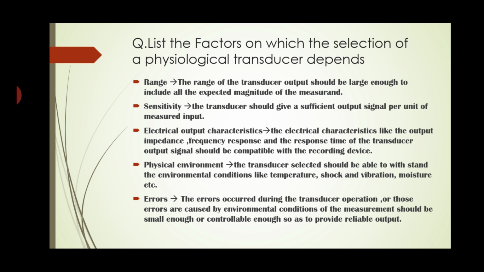Now, we will see the list of the factors which are considered in the selection of physiological transducers. First one is the range. The range of the transducer output should be large enough to include all the expected magnitudes of the measurement. Second, sensitivity. The transducer should give a sufficient output signal per unit of measured input.